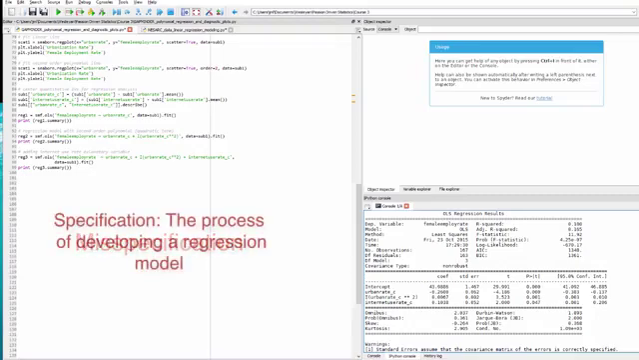Specification is the process of developing a regression model. If a model is correctly specified, then the residuals, or error terms, are not correlated with the explanatory variables. If the data fail to meet the regression assumptions, or if our model is missing important explanatory variables, then we have model specification error. We perform regression diagnostics to try to understand the cause of the misspecification so that we can try to address it.